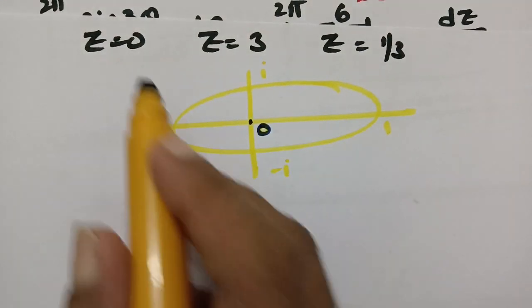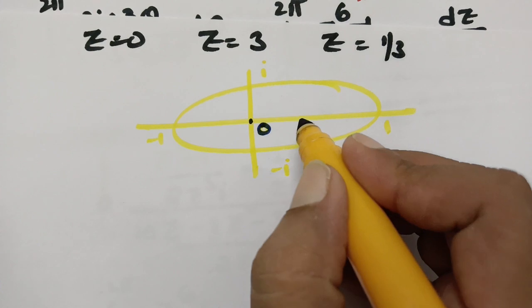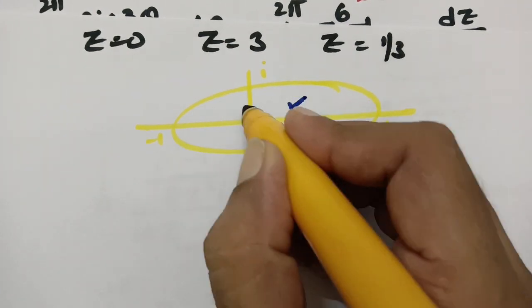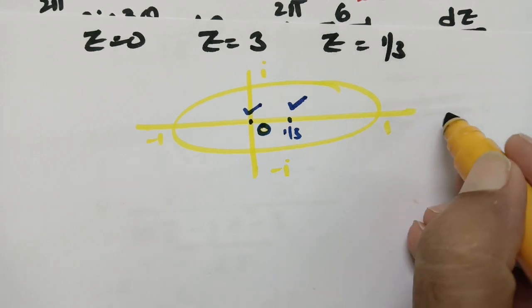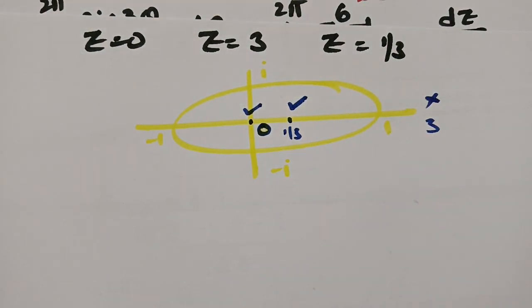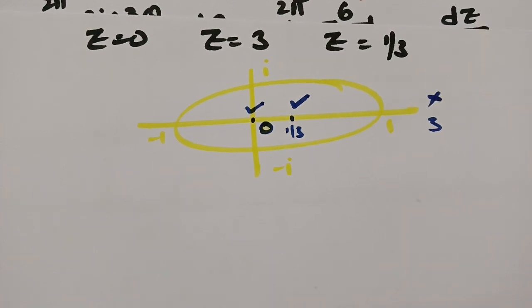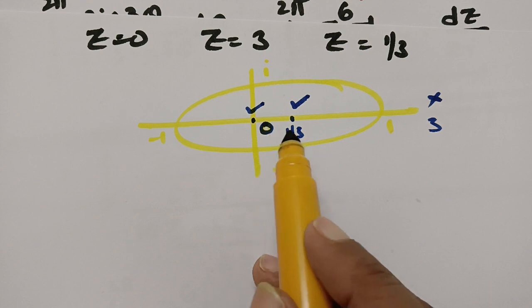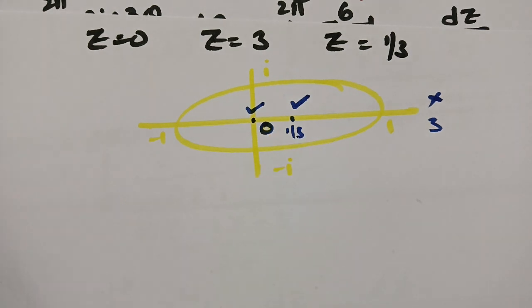In this region, 0 is within the circle, and 1 by 3 is 0.33, so this is also inside. So these two are inside the circle, and 3 is outside the circle. So we need not calculate the residue for this. We have to calculate the residues for these two poles: one is 0 and one is 1 by 3.